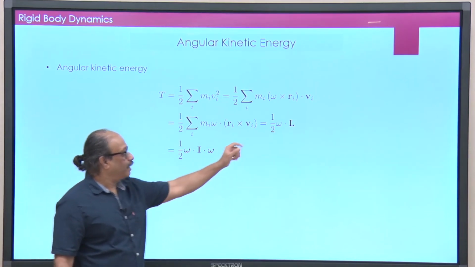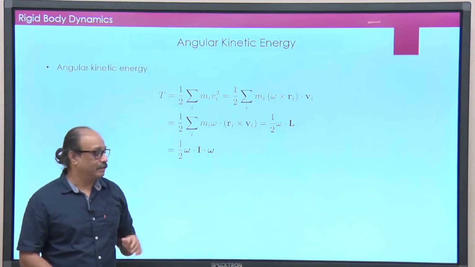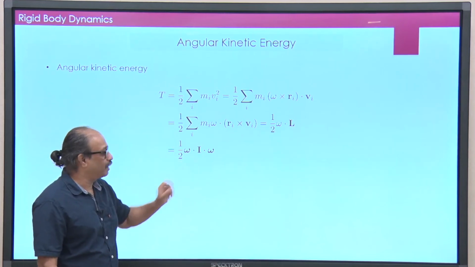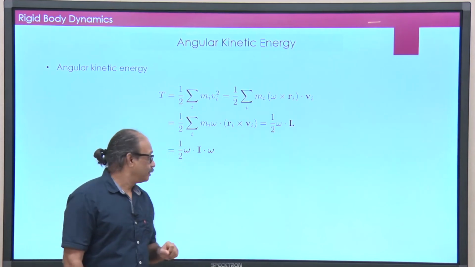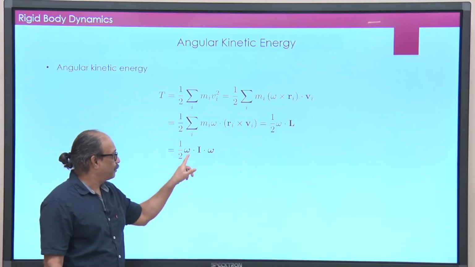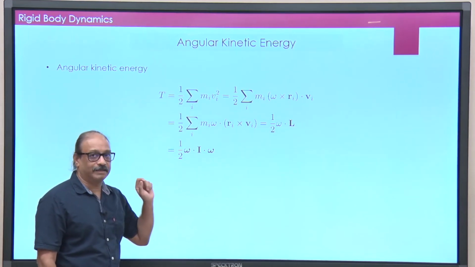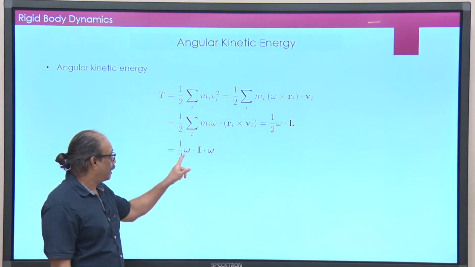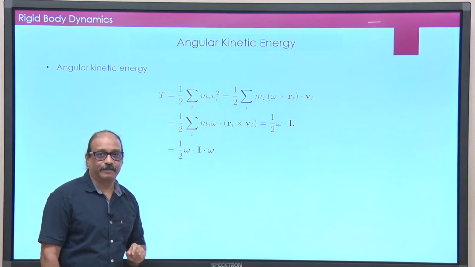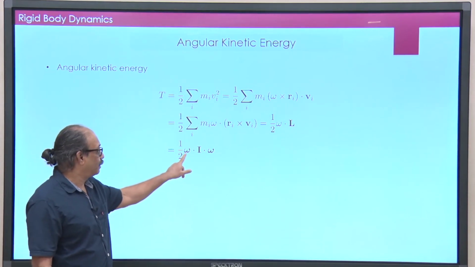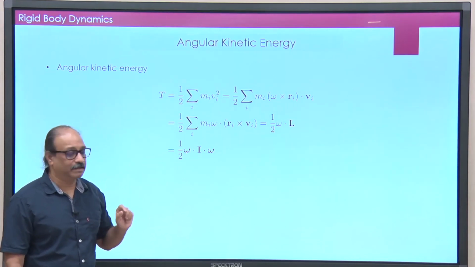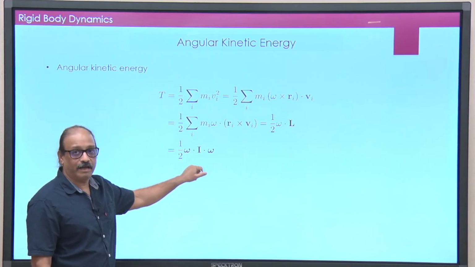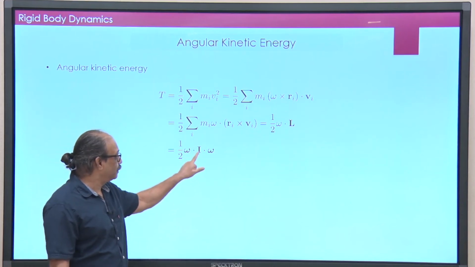And L basically can be written as I omega. So, I can write it as half omega I omega. Now, how would I interpret this? Remember, I is a 3 by 3 matrix, omega is a 3 by 1 column matrix, and this dot product here basically means you take a transpose of this omega. So, it is omega transpose I omega, that is what these 2 dots mean there.